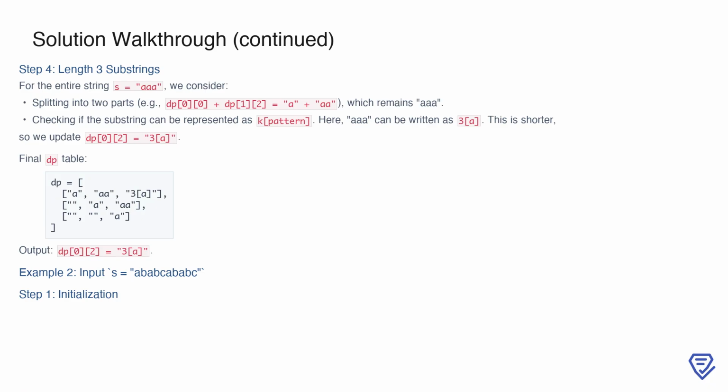After that, we start processing longer substrings. For substrings of length 2, such as s[0:2] equals aa, we check if any split results in a shorter encoding. Since no split helps in this case, we check for repeated patterns. Here, a is repeated twice, so we encode the substring as 2a, and update dp[0][1] accordingly. The same logic applies to other substrings of length 2, such as s[1:3] and s[2:4], resulting in their encoded versions being stored in the dp table.